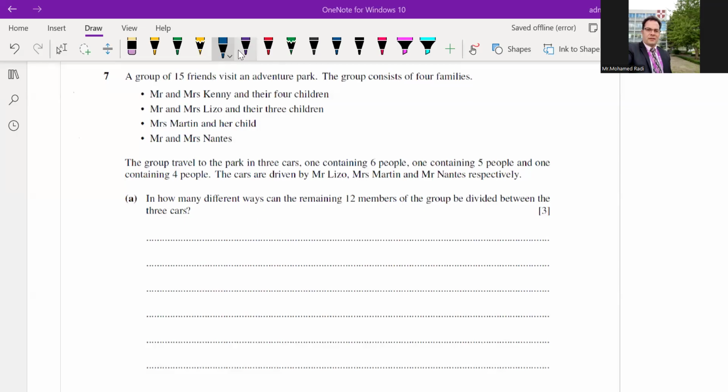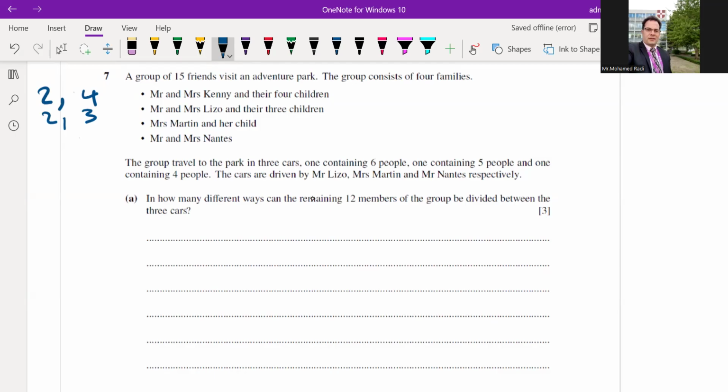A group of 15 friends visit an adventure park. The group consists of 4 families: Mr. and Mrs. Kenny and their 4 children. So we have here 2 adults in this family and 4 children. Second, Mr. and Mrs. Lizo and their 3 children. So we have 2 adults and 3 children.